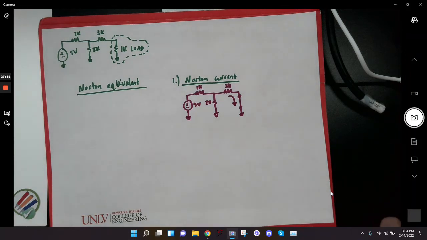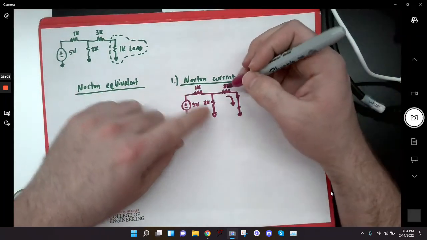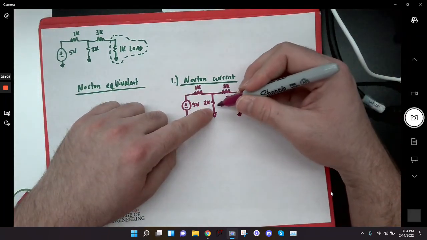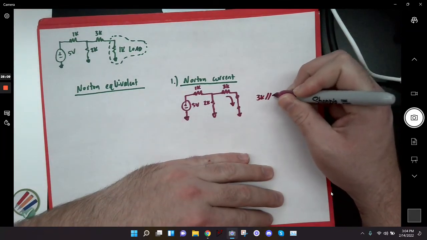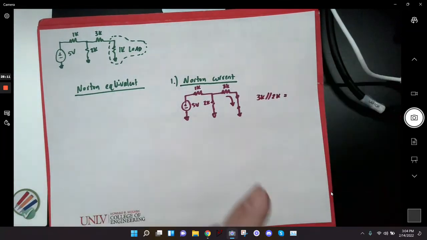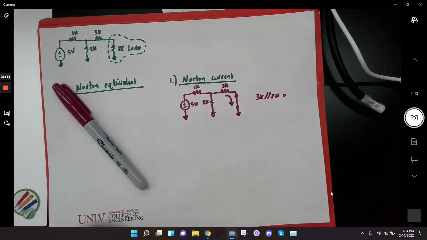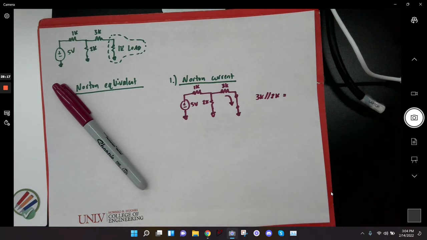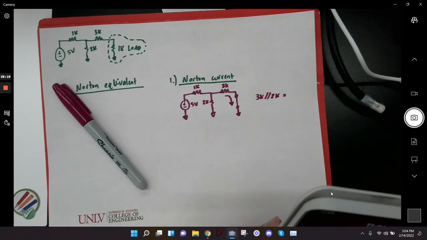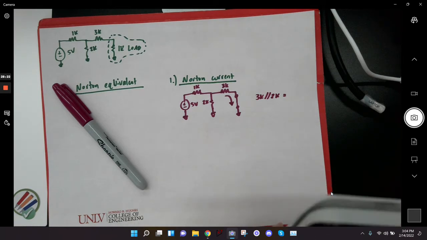So basically, in this case, you'd have to go through the process of taking the 3K and the 2K in parallel, which we'll do real quick. What's 3K parallel with 2K? What is it? I got 1.2. It's 1.2?